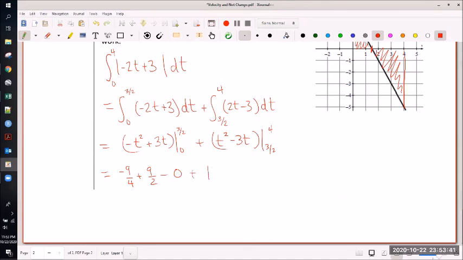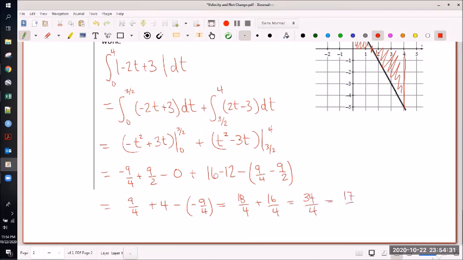Plus, over here we'll get 16 minus 12 minus 9/4 minus 9/2. Okay, 9/4 plus, this would be 18/4. That would give us a positive 9/4. 16 minus 12 is 4. 9/4 minus 18/4, so we'll have minus from that. Then we'll have a negative 9/4. So 9/4 plus 9/4 is 18/4. And plus 4, we'll get a common denominator, 16/4. So this gives us 34/4, which reduces to 17/2.